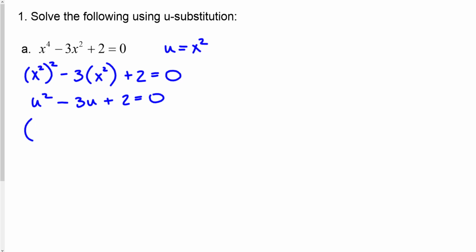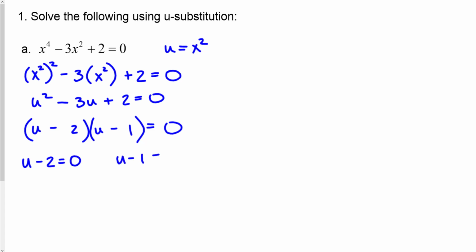And let's see if it is factorable. If so, we'll go from there. u times u gives me u squared. 2 and 1 can give me 2. And if they're both negative, they'll add up to negative 3, but also multiply to positive 2. So that means u minus 2 equals 0, and u minus 1 equals 0. So u equals 2, and u equals 1.